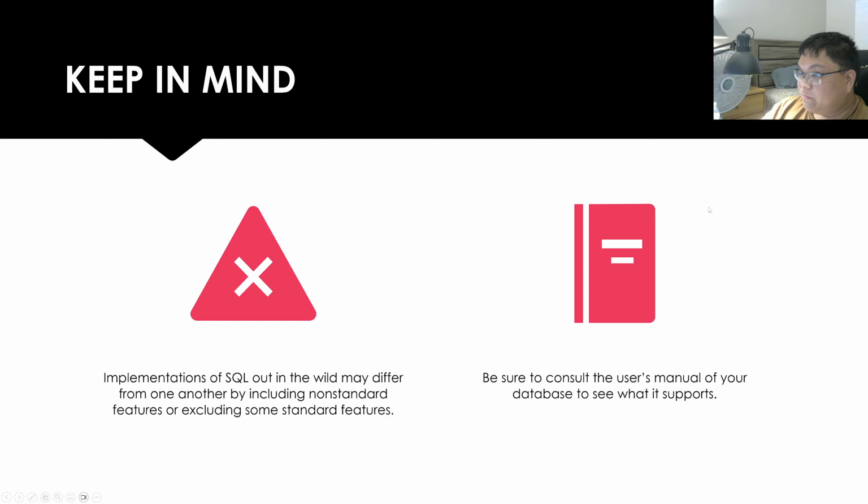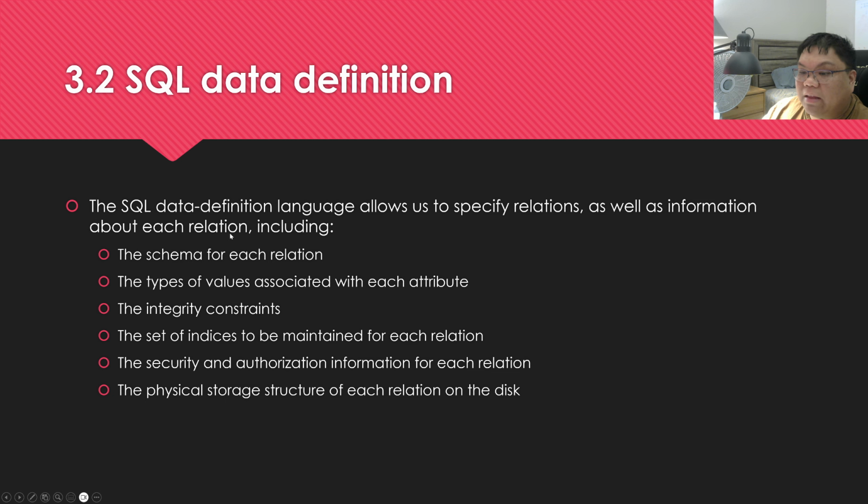The data definition language of SQL allows us to specify relations as well as information about each relation, shown here. The schema for each relation, the types of values associated with each attribute, the integrity constraints, and so on and so forth.